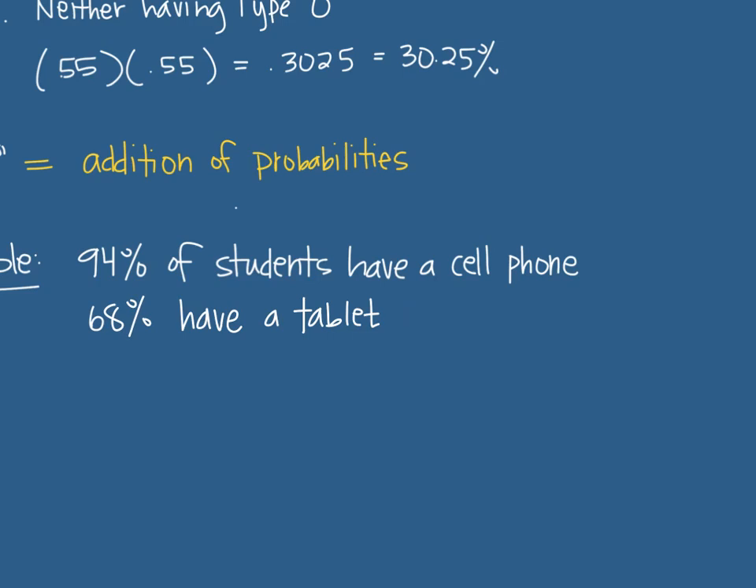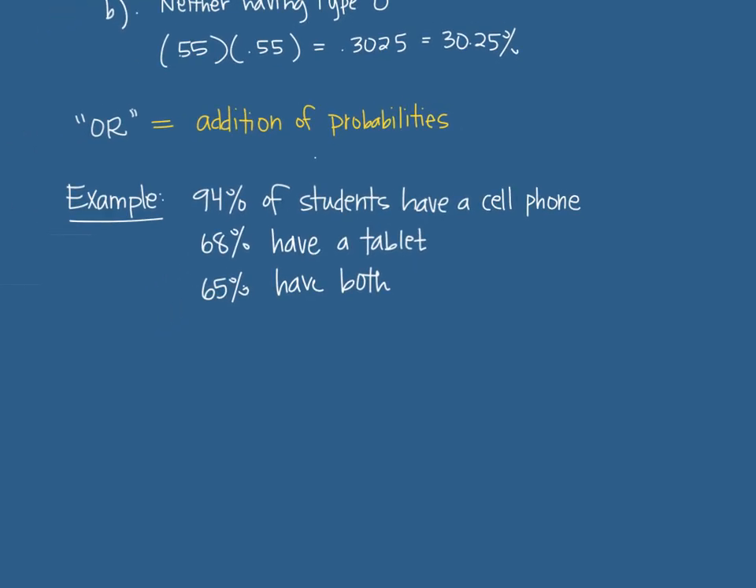Sorry, 68% have a tablet and 65% have both. And so the question is, how many have either a cell phone or a tablet? So this is an or question. I think the best way to think of it is using a Venn diagram. A Venn diagram is a pair of circles that overlap each other.